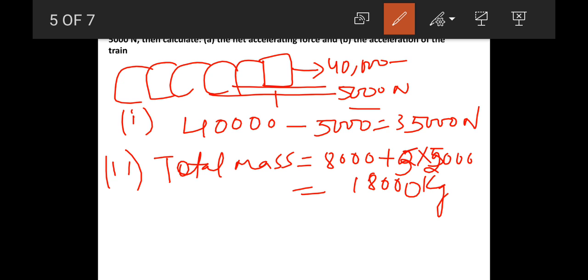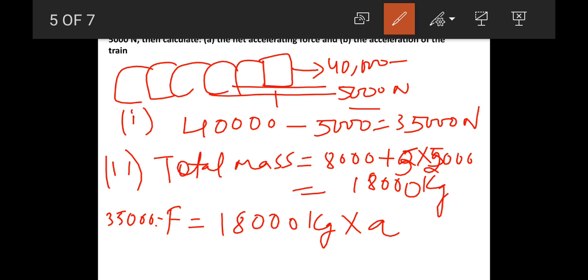So now force is mass, that is 18,000 kg, into acceleration I have to find, and what is my force? It is 35,000. So instead of this force I will write 35,000. So my acceleration is 35,000 divided by 18,000. And when you solve this, you will get approximately something like 1.9. Just solve it and you can check.